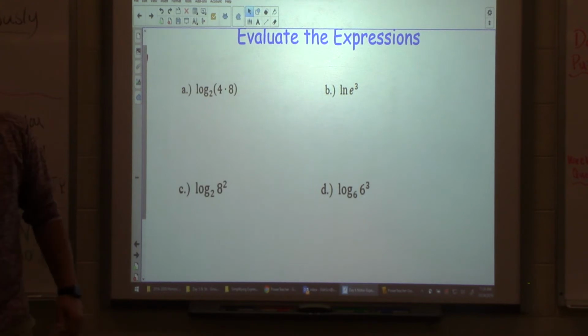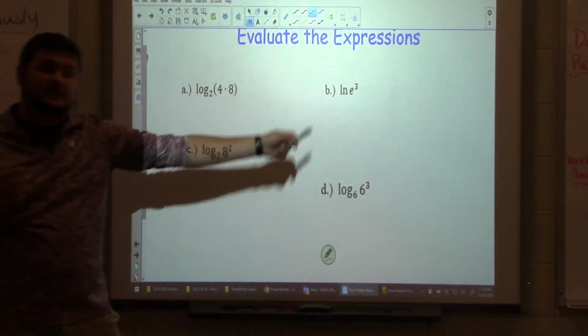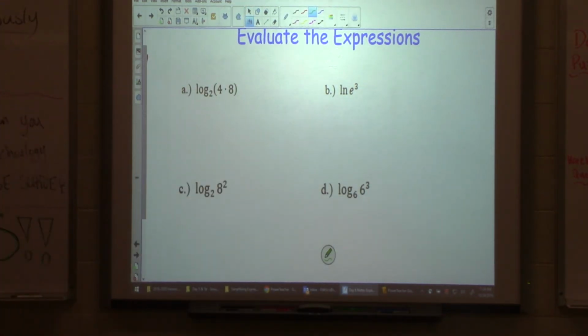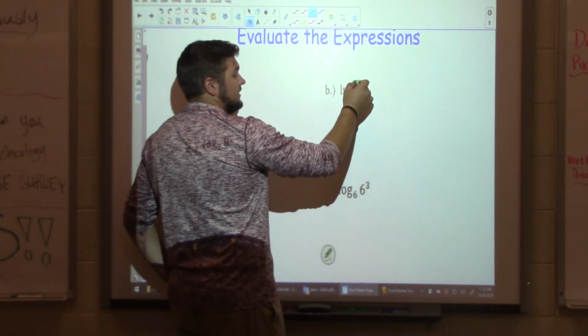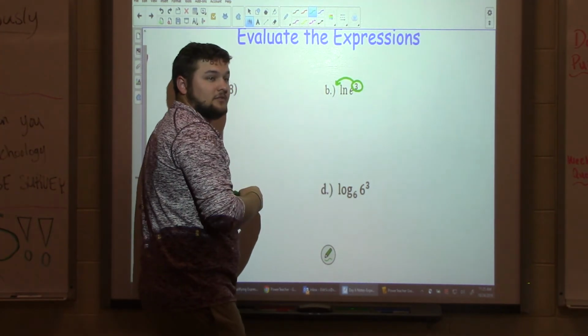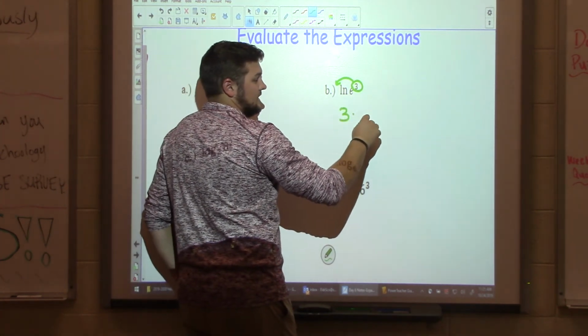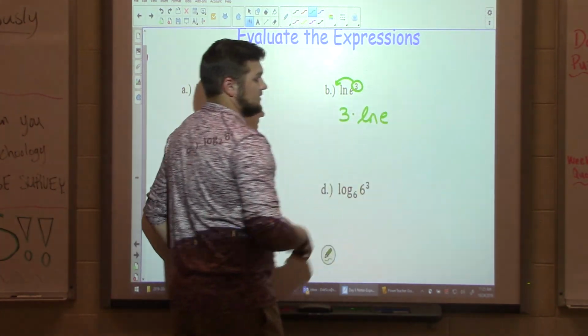All right? Okay. I want to do B. The natural log of e cubed. If I use my expanding rules, what can I do to that? Anybody? 3 times the natural log of e. Right? Because if I look here, I have an exponent. My expanding rules tell me I can move that out front. 3 times the natural log of e.